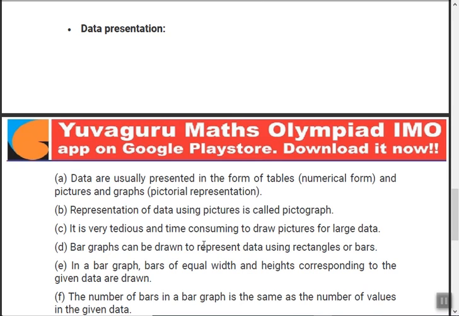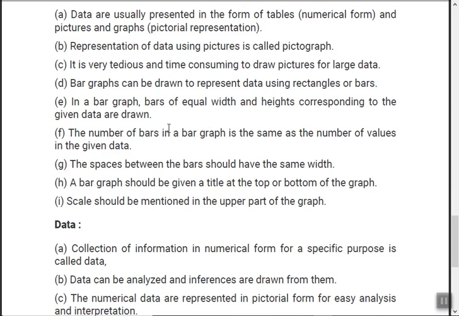Bar graphs can be drawn to represent data using rectangles and bars. In a bar graph, bars of equal width and heights corresponding to the given data are drawn. The number of bars in the bar graph is the same as the number of values in the given data. Means as many values as are given, that many bars there would be.